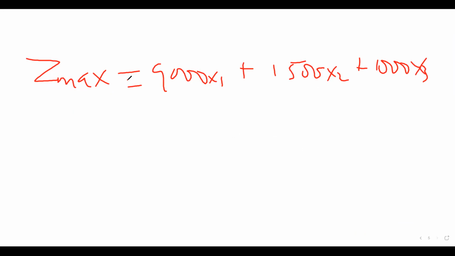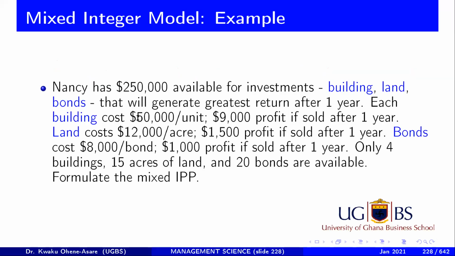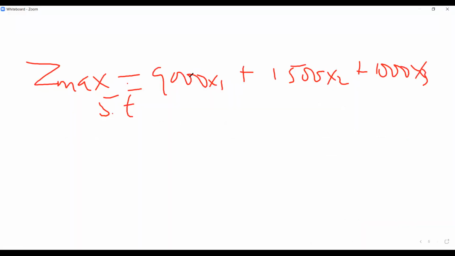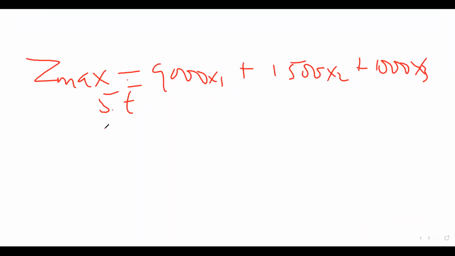The first constraint you can remember is the budget. Let's go to the storyline and look at it. If you look at it, it says that the building will cost 50,000, the land will cost 12,000, and the bonds will cost 8,000. But then all of these, you have $250,000 available. So these three added together with their decision variables should not exceed that $250,000. So you have to just fit in the values.